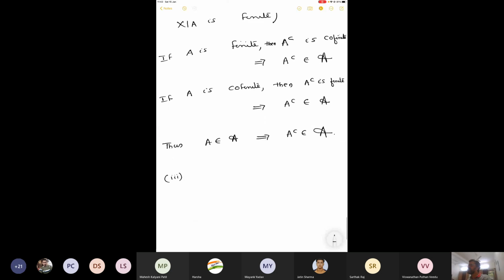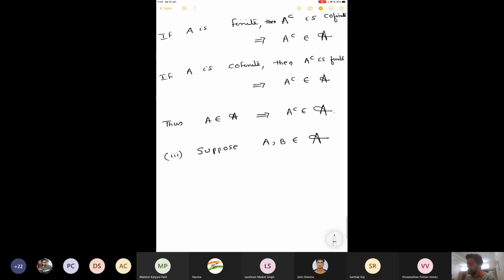Requirement 3 for an algebra is that script A should be closed under finite unions. It is enough to prove for the union of two sets. Suppose, let me start with two candidates, A and B in A. Somehow I have to reach the conclusion that A union B is in A. What are all the possibilities? A and B are finite is one possibility. A may be finite or cofinite, B may be finite, B may be cofinite. So there are several possibilities.